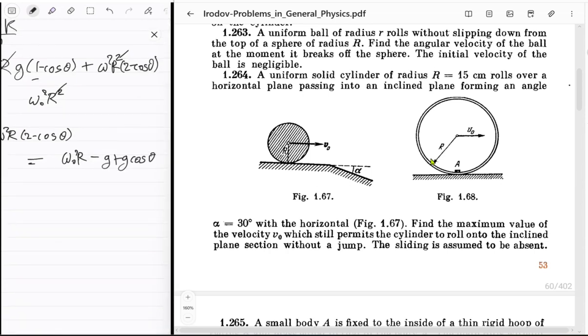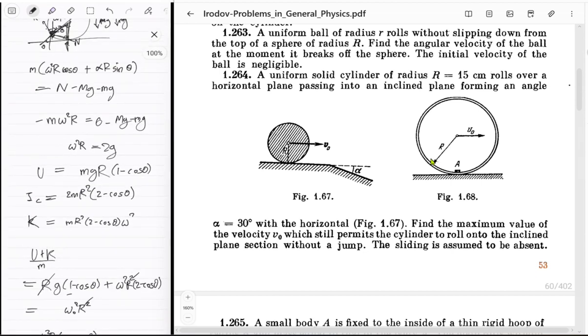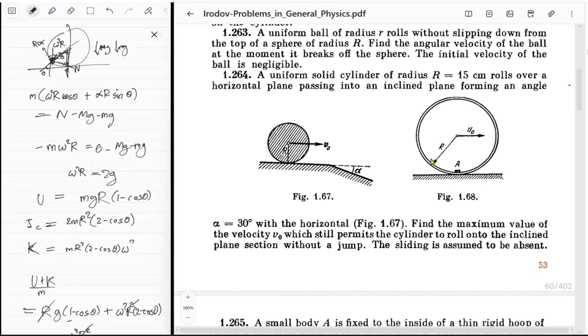Now you can see what I was saying, right? First of all, you have to figure out an expression for omega squared, and you will have to use that in this normal thing, right? There we go.